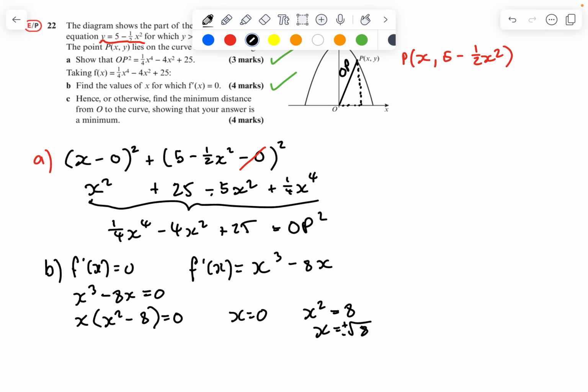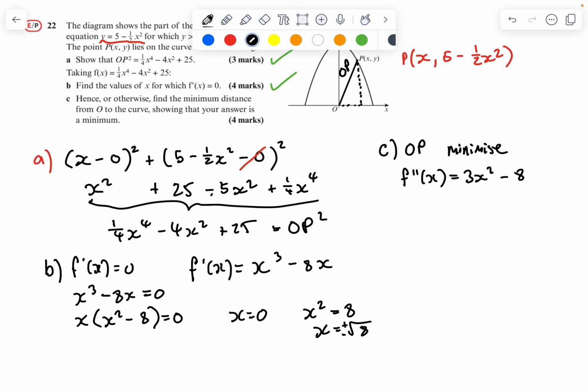Now I want C. It says hence or otherwise find the minimum distance from O to the curve. Well, we've already worked out what OP is. What we need to do is minimize OP. How do we do that? We'll take the second derivative of our function, which is going to be 3x squared minus 8. We need that to be a minimum.